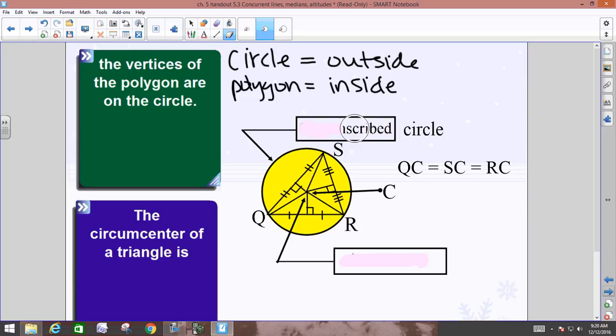Over to the right there, you have a circumscribed circle because it's going about or around the triangle. Each vertex of the triangle, Q, S, and R, sits right on the circle. If you had something like that, you wouldn't say the circle is circumscribed about that triangle because not each of the triangle's vertices hit the circle. So this would not be a circumscribed circle, although it goes around it.